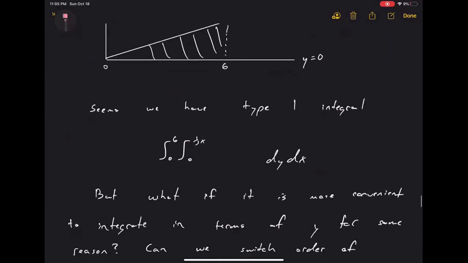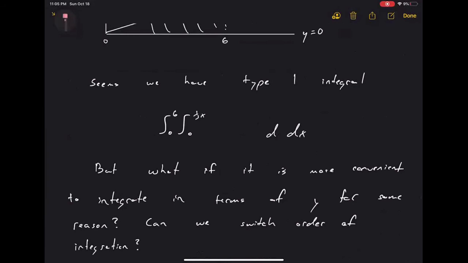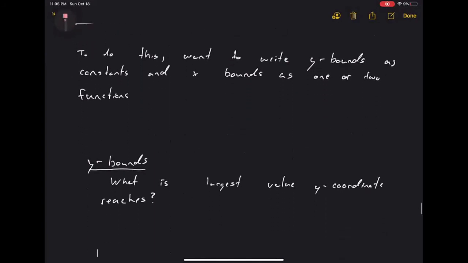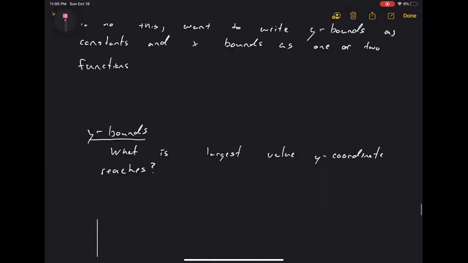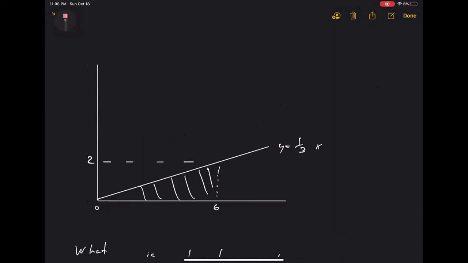So what do we want to do? Right now our y bounds are written in terms of functions. We want to write them in terms of constants. And right now the x bounds are in terms of constants. We want to write them in terms of functions. So let's rewrite the y bounds first. This is our region. Right now we're saying y is between 1/3 x and 0. That's what these bounds mean. That's fine, but if I was going to write them in terms of constants, how would I do that?